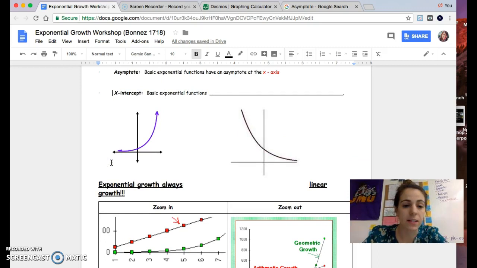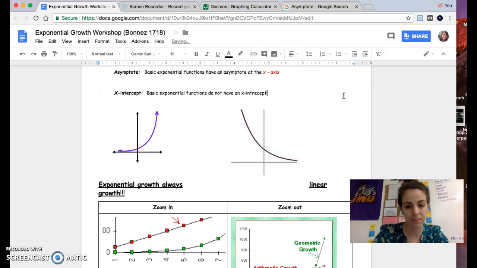All right, last but not least, the second vocabulary word is x-intercept. So basic exponential functions never, ever touch the x-axis. So basic exponential functions do not have an x-intercept. So when x is 0, y will be higher than 0. You won't actually touch the x-axis, therefore you can't have an x-intercept.